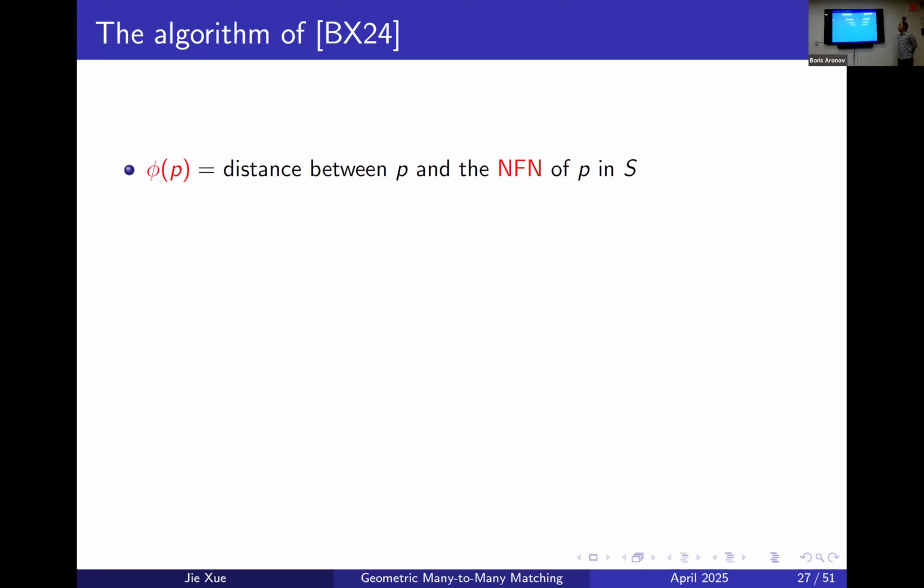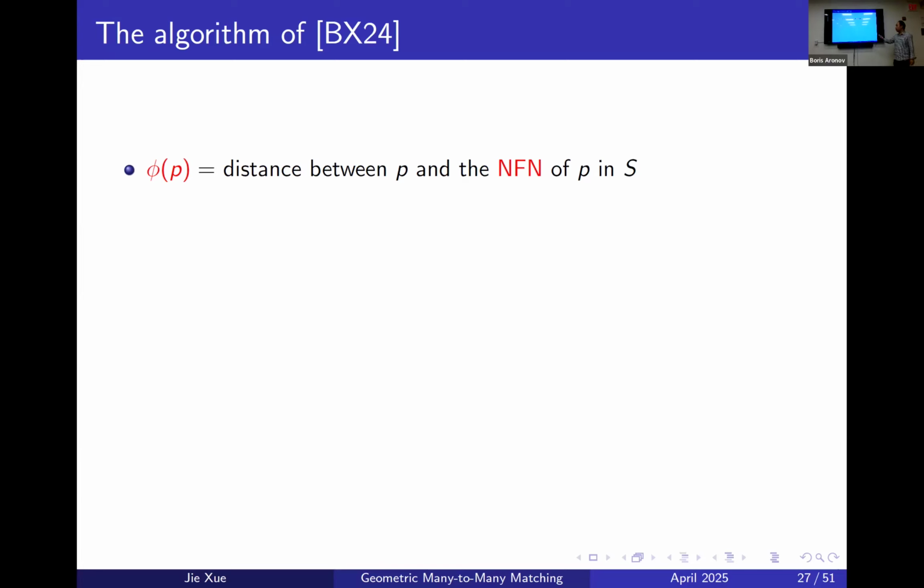Okay, so for each point P, let's denote by phi of P the distance between P and its nearest foreign neighbor. Now, our first step is we want to transform the original problem to an equivalent problem, which seems easier to handle. In our original problem, the solution for the many-to-many matching has to be perfect. We want it to cover all the colored points, so there is some restriction on the solution. Not every subset of edges is a solution.